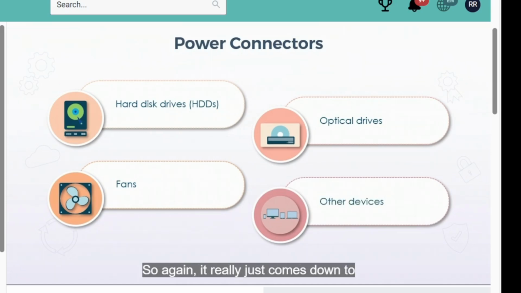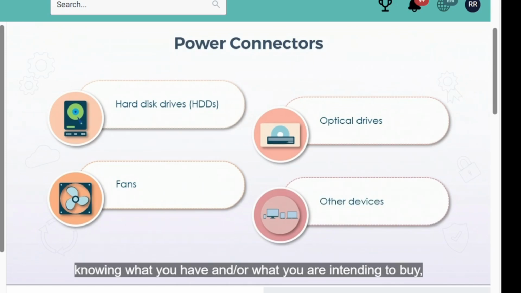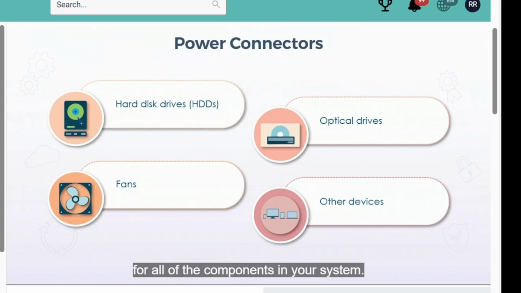So again, it really just comes down to knowing what you have and or what you are intending to buy if you are doing a significant upgrade or building a new system, to ensure that the power supply has enough physical connectors for all of the components in your system.